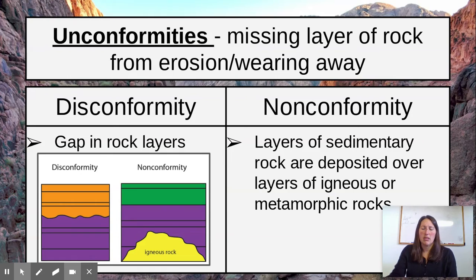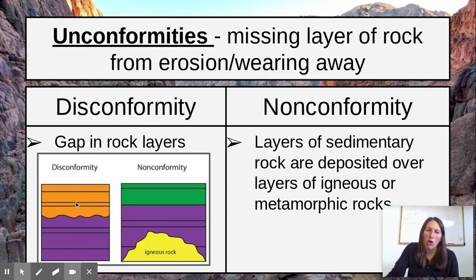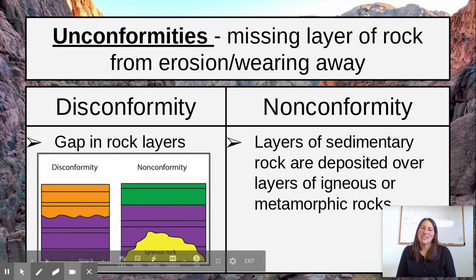come on top. If you look at the pictures, with disconformity, you just see the gap in between, the orange and the purple; that line would be the gap. Whereas with nonconformity, you have those igneous rocks here, and this would be metamorphic, and the green would be the sedimentary that came over top. So those are your first two lessons of this unit.